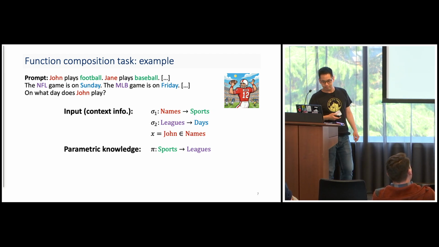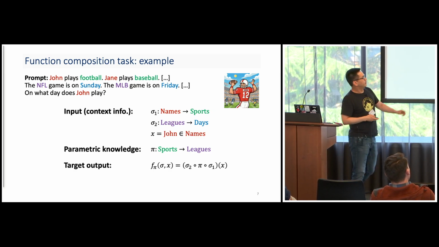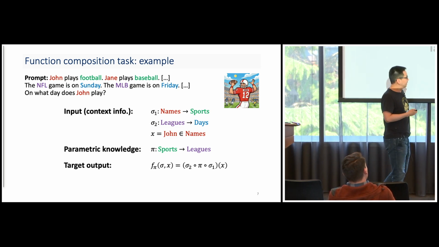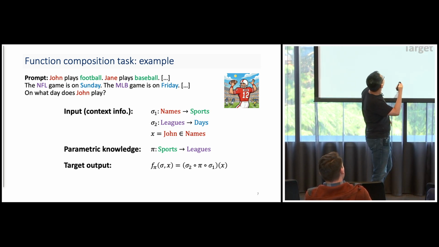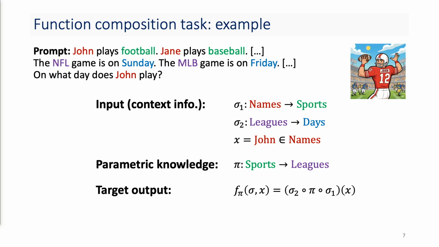And like I said, the answer here is supposed to be Sunday. Is that right? Okay, Sunday. And the way you got to Sunday is that you composed these two functions, sigma 1 and sigma 2. But before sigma 2, you put pi, the hidden information, in the middle. So you compose these three functions together, and then you apply it to the question x.